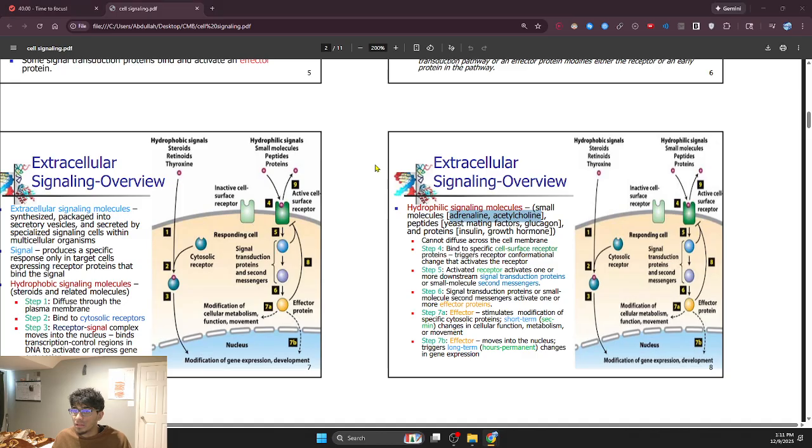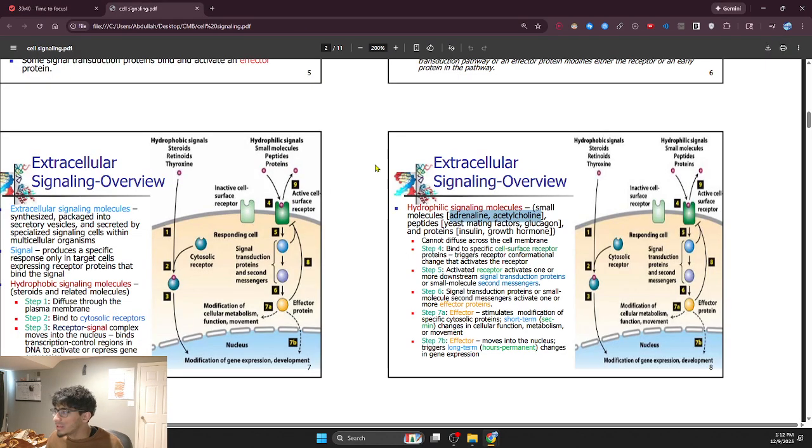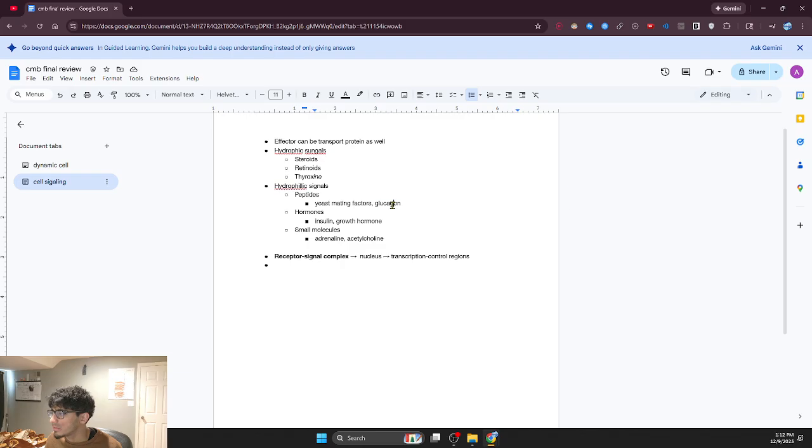Peptides, yeast. Okay, so I'm gonna just remember right now. A peptide, a yeast manufacturer, and growth factor, and then a hormone. Is it gonna be insulin and glucagon, and then small molecule is gonna be acetylcholine and adrenaline. Oh, what peptide? Wow, I don't know. The peptide is the glucagon.